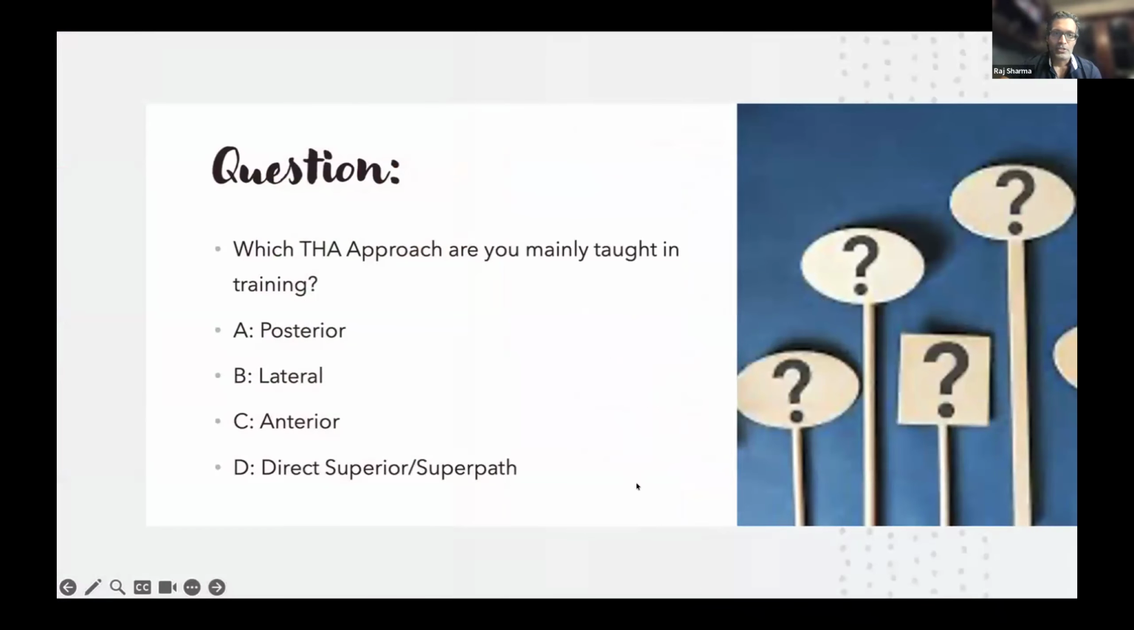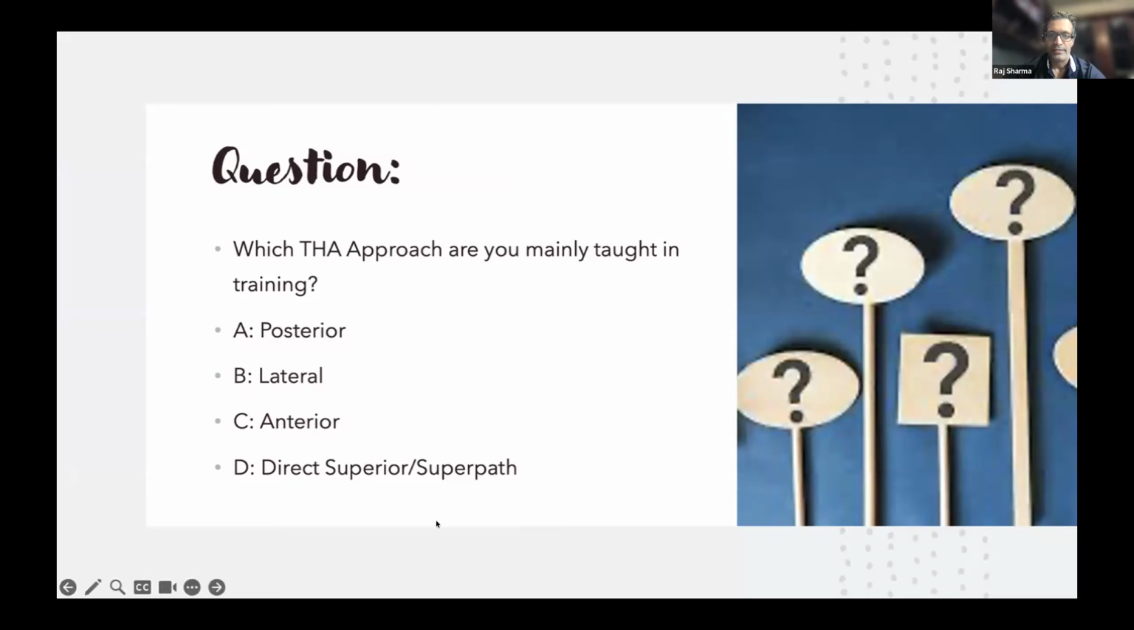Which total hip arthroplasty approach are you mainly taught in your training? So posterior, lateral, anterior, superpath, or other types of approaches? Yeah, it's kind of even between posterior, lateral, and a little bit less than anterior.